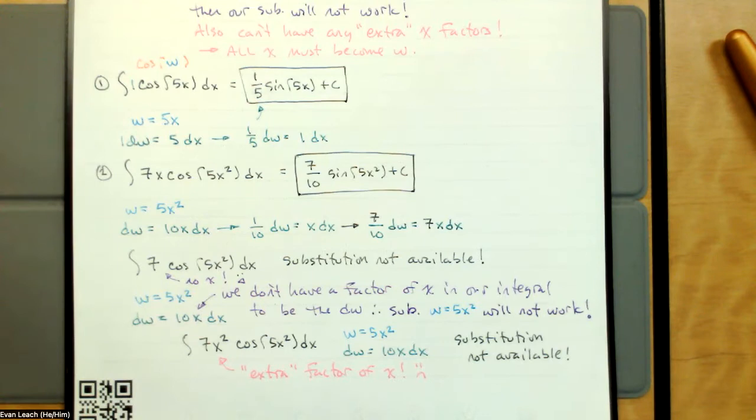As far as what we need for the dw, the x is the functional part. The 10, we can get rid of the 10. That's no problem.